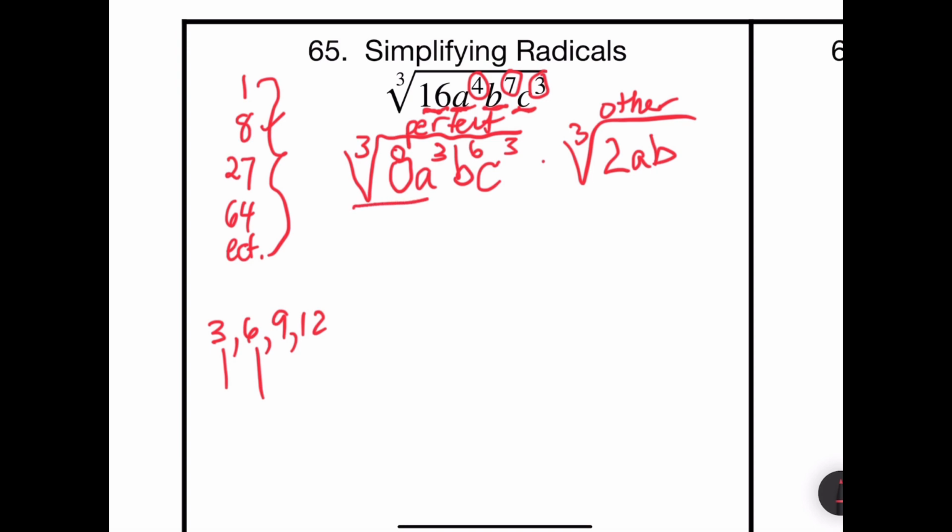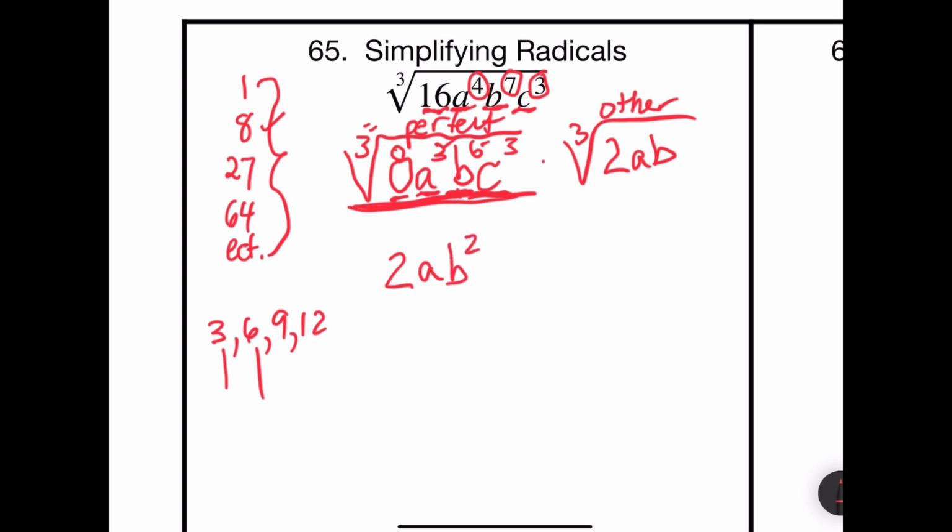Now I need to take the cube root of 8a cubed b to the 6th, c to the 3rd. So the cube root of 8 is 2. The cube root of a to the 3rd, 3 divided by 3 is 1, so that would be a. Now I'm going to look at b to the 6th. 6 divided by 3 is 2, so that would be b squared.